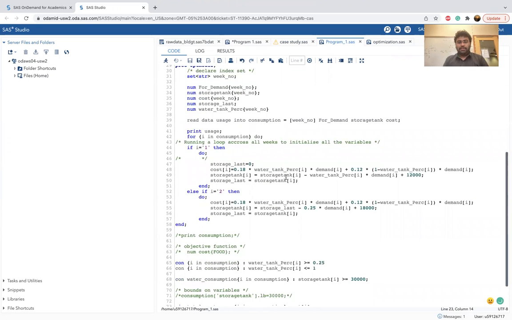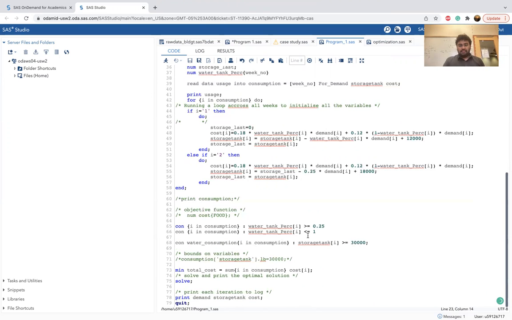We were able to define variables for the storage, the cost, and the percentage of water that the storage tank will be providing. The constraints are defined here as well. The storage tank will provide a minimum of 25% and a maximum of 1, which means the complete water.